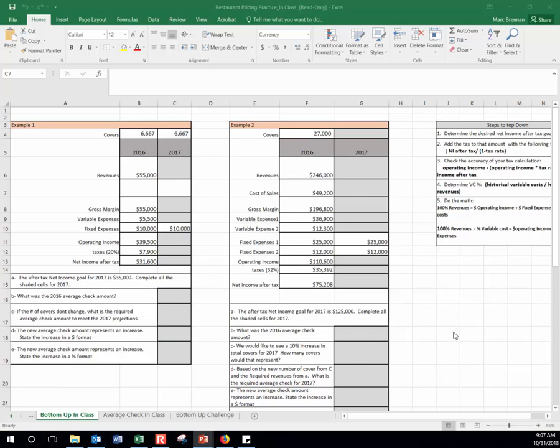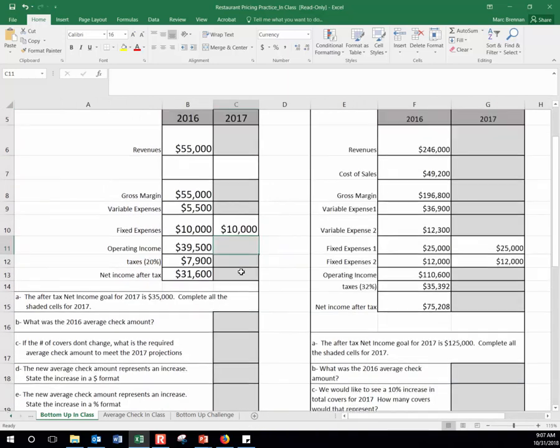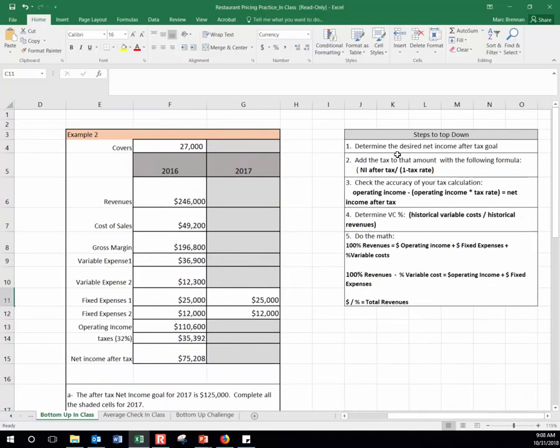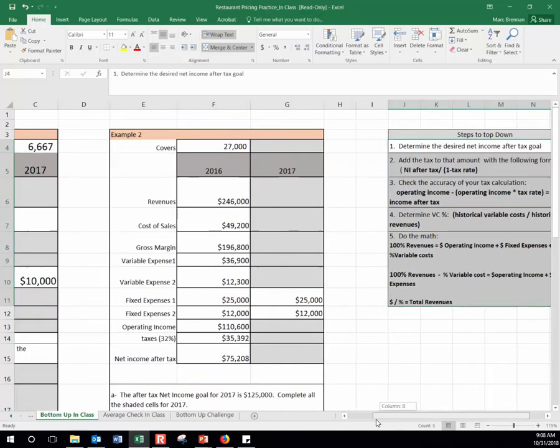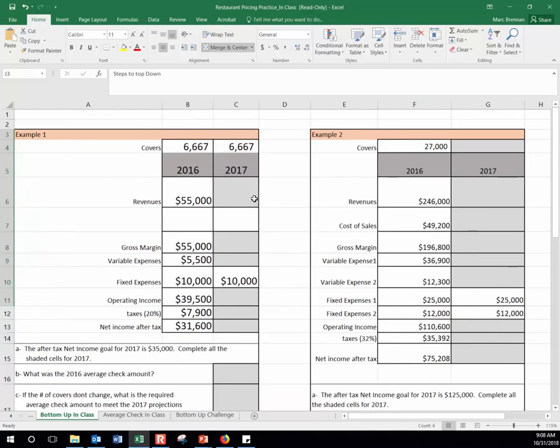So let's go through an example here, and this is going to be a restaurant example. At first I want to just go over a simple bottom-up approach. First of all, let's make this bigger so you can see a bit better, and I'll zoom in a bit just to this example. Okay, so on the right hand side you'll see the steps. We're just going to go through them. It's good to review these, it's good to study them so that you definitely know them before going into any assignment or any test. So in this example, 2016 would be historical information.